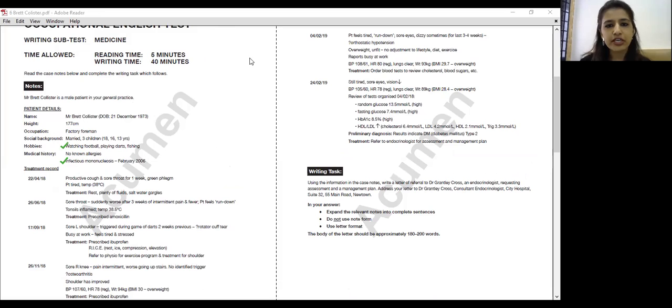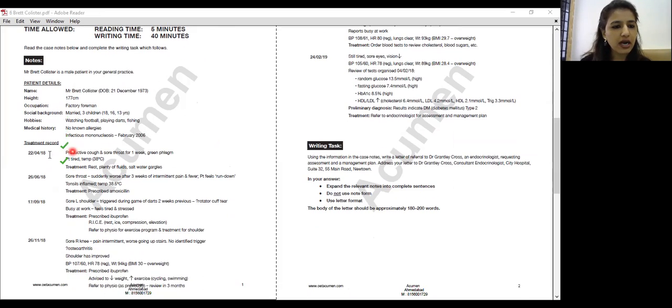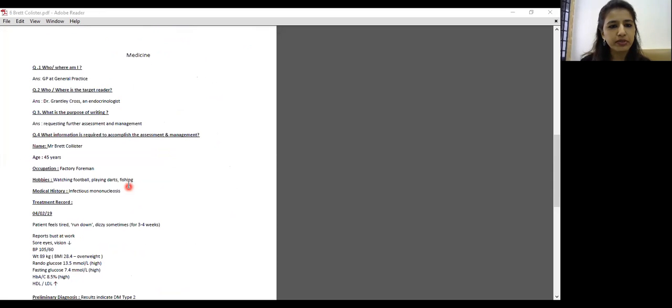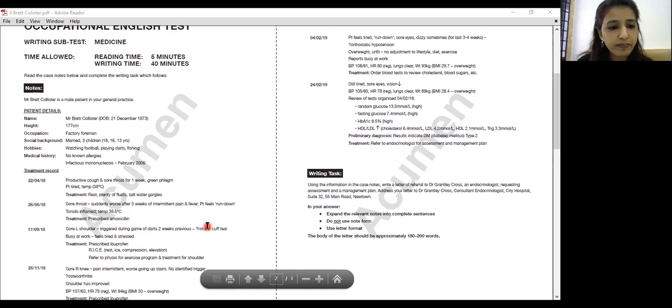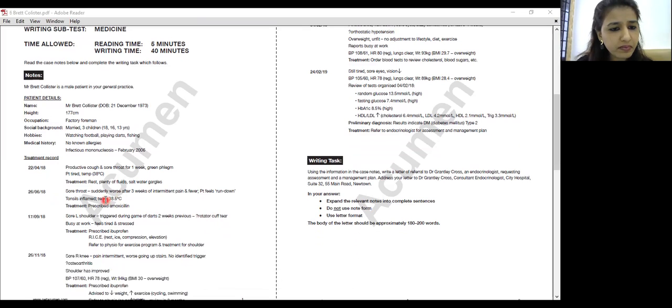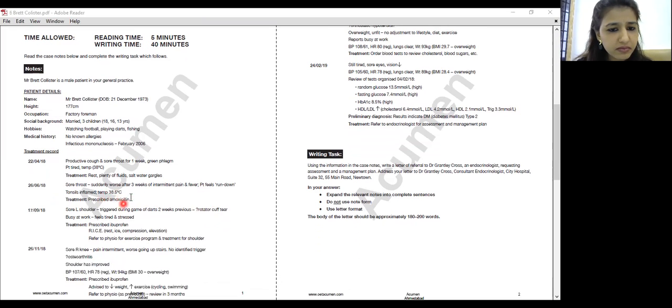Okay, now let us look at this treatment record here from April 2018 to November 2018. How much information do I need from this portion? What would be required for the endocrinologist? On 26 06 2018, he just had a feeling of being run down, but that could be because of sore throat also. And the rest of the things, I don't think are much more relevant towards an endocrinologist. Okay, how about others?